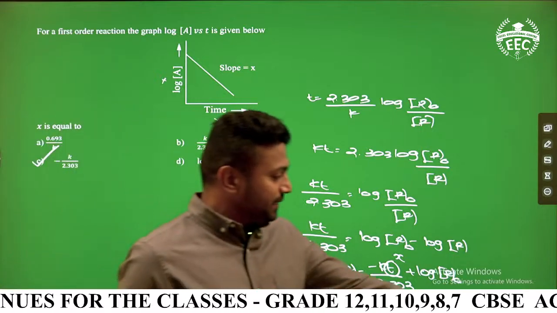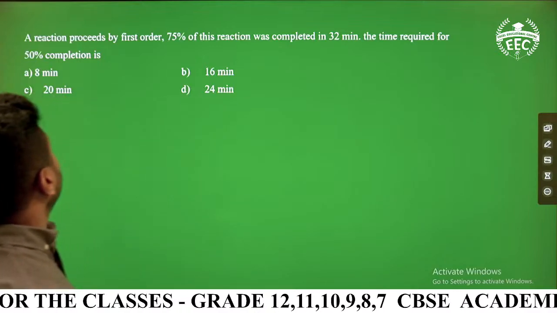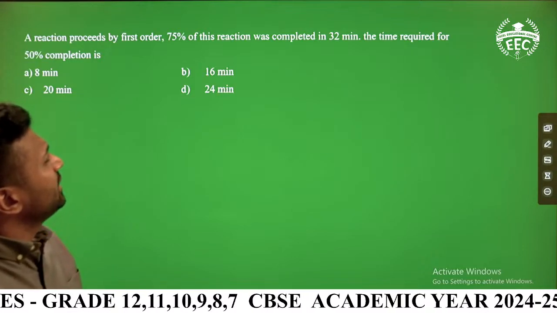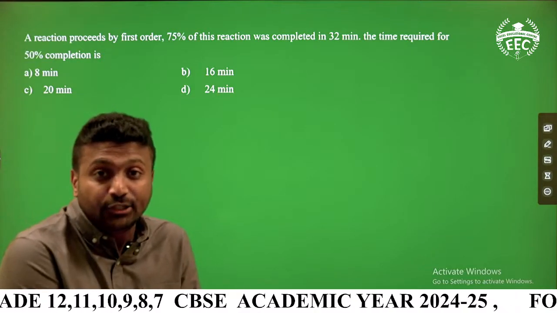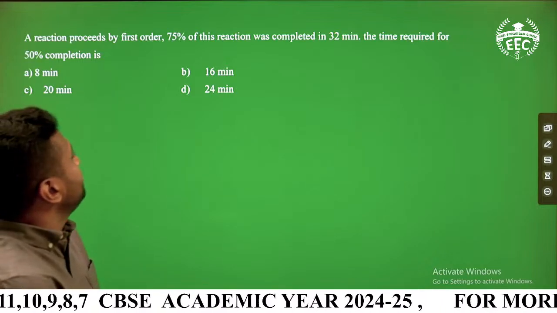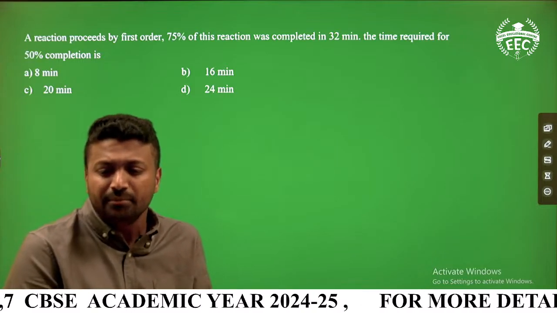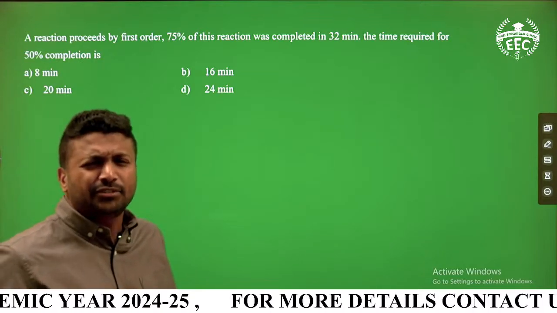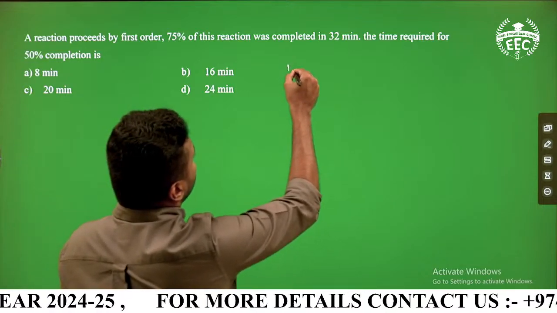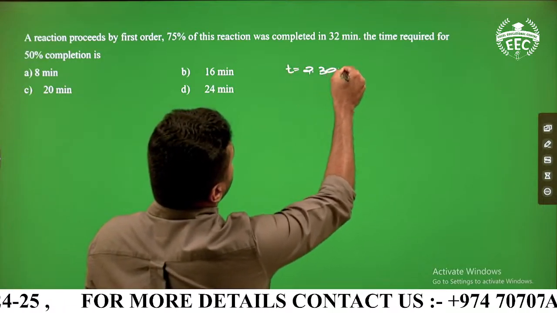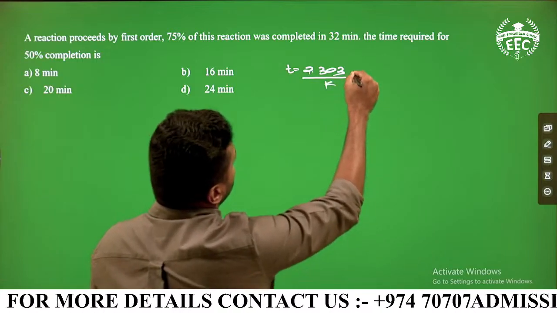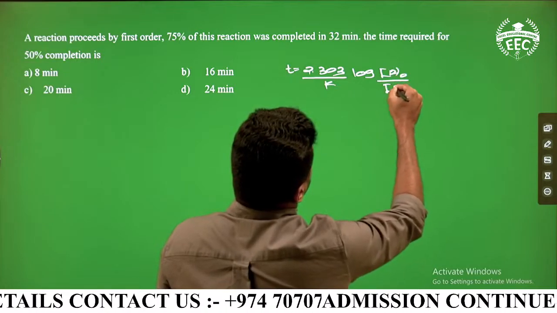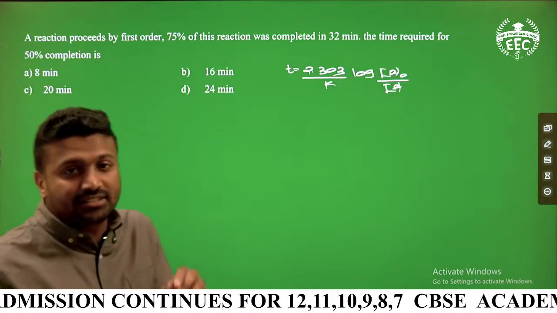Now, next one, please. Question: a reaction proceeds by first order. 75% of the reaction was completed in 32 minutes. Then the time required for 50% completion is, you can do it in many ways. I'll show one way, okay. Since it's a first order reaction, the integrated rate equation will be time t is equal to 2.303 by k log of R0 by R. They given that the time taken to finish 75% of the reaction is 32 minutes.